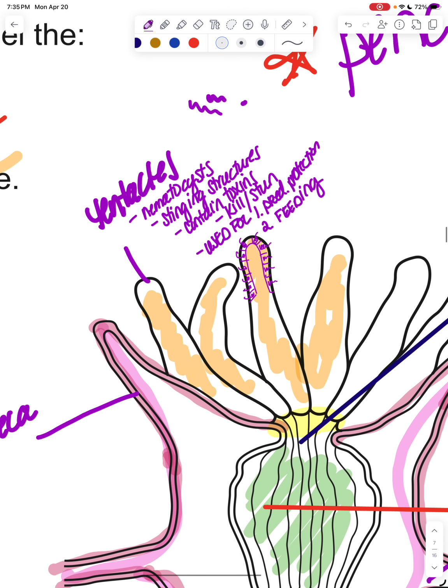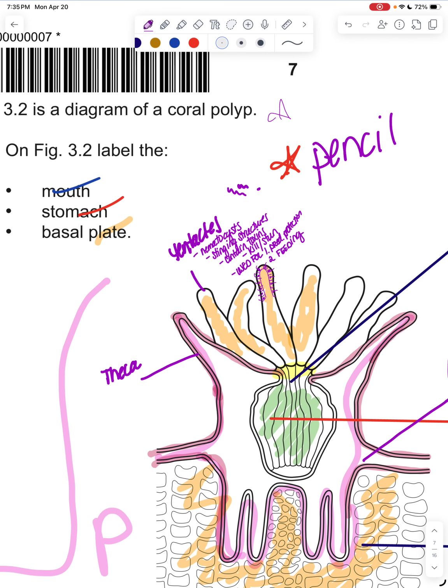Having nematocysts puts them in phylum Cnidaria. The other phylum you need to know is phylum Chordata. But phylum Cnidaria is corals, anemones, and jellies, things you don't want to touch.